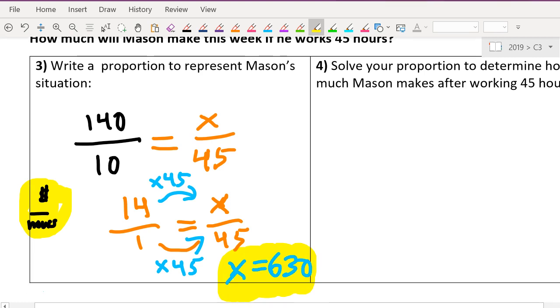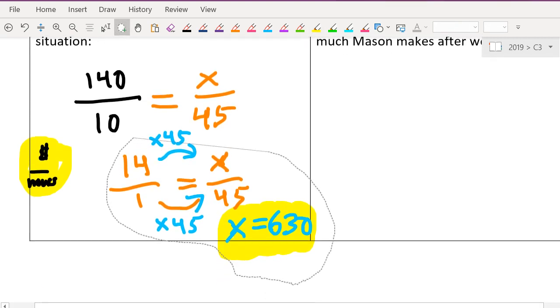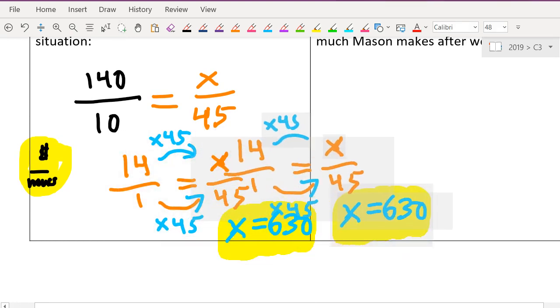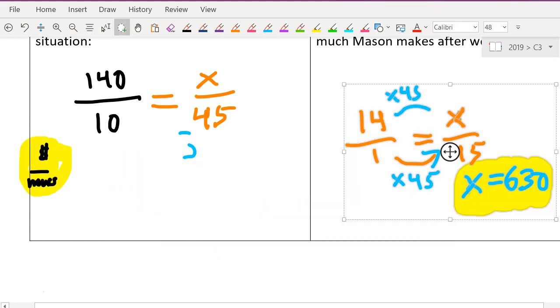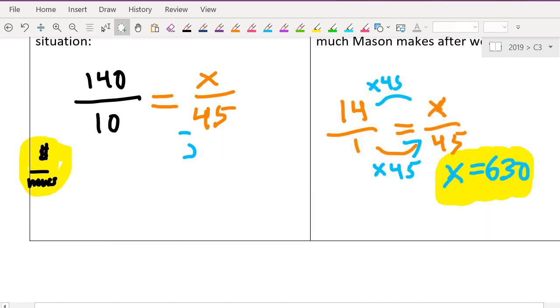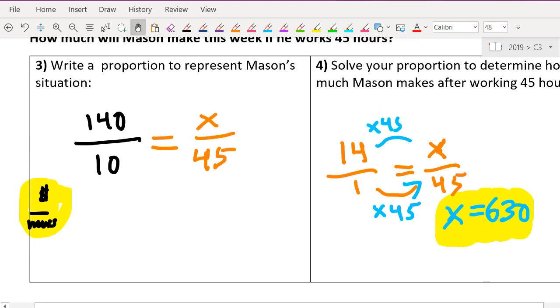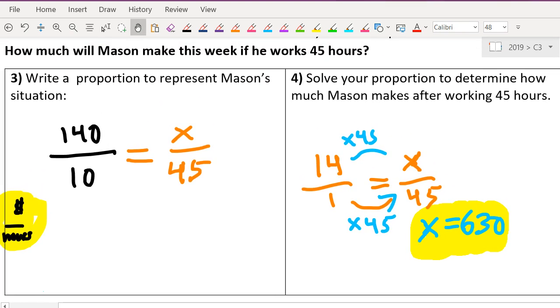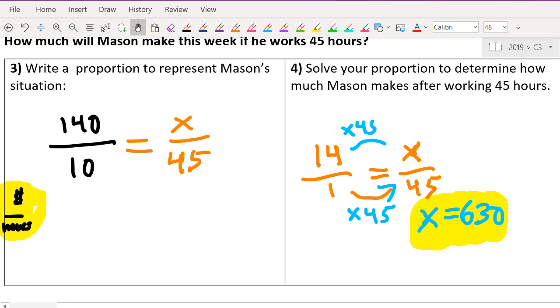Oh, I'm sorry. It said solve it in the second part. So the first part was just write the proportion. But good thing I can drag my pencil marks over here. You can't on your test, but oh well. Okay, any questions? No? All right. So what's our unit rate, by the way? If it asked us for our unit rate, what is it? 14 over 1. Very good.